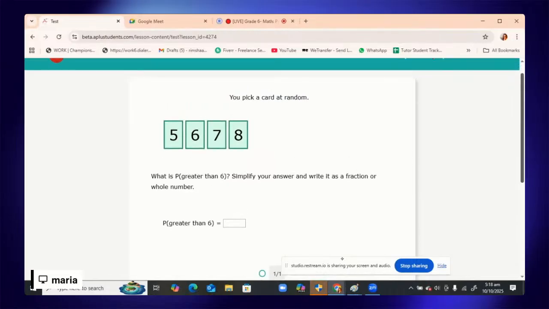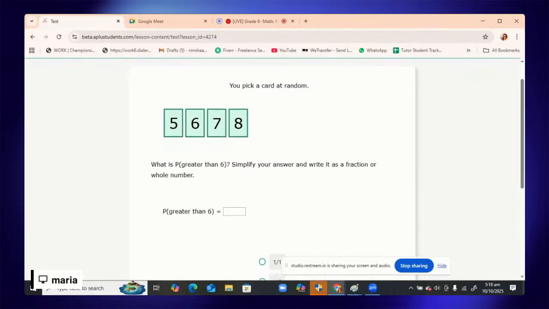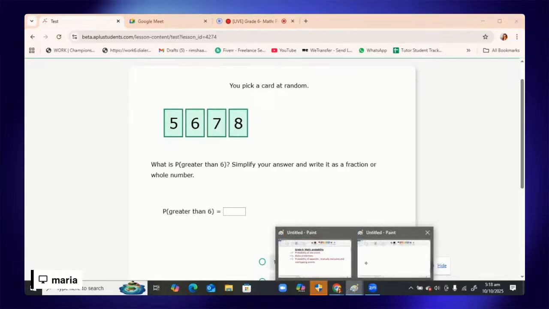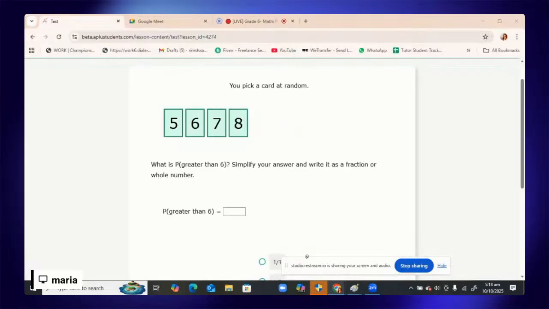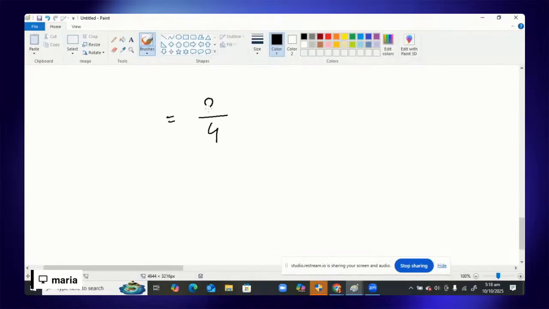You pick a card at random: 5, 6, 7, 8. What is the probability that it is greater than 6? Simplify your answer and write it as a fraction or as a whole number. So the probability that it is greater than 6, we are going to find it out. So tell me, how many total cards? First of all, these are 4 cards. So we put 4 in the denominator. And how many cards are greater than 6? Only 2 cards. So we are putting 2 on the top.